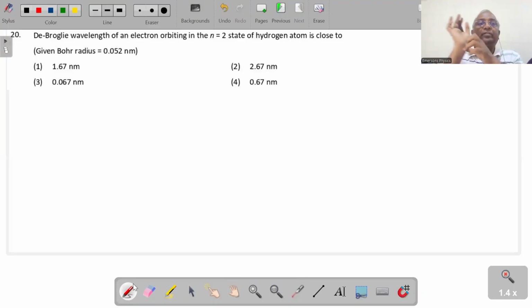De Broglie wavelength of an electron orbiting in the second orbit, second state of hydrogen atom, close to the.